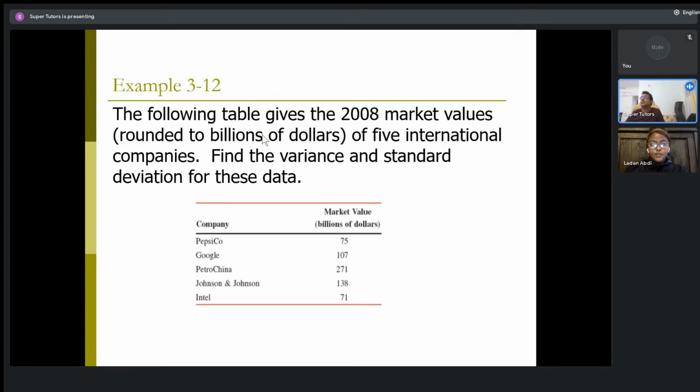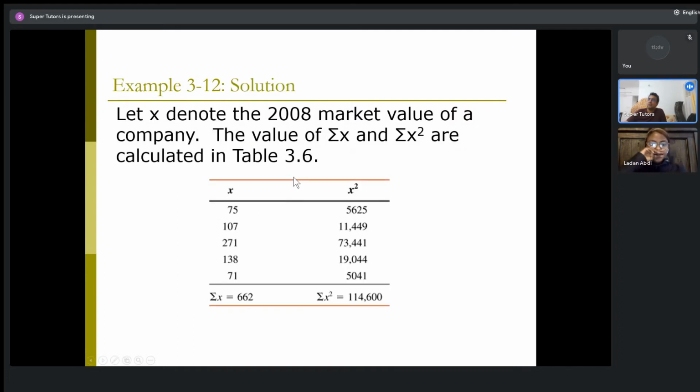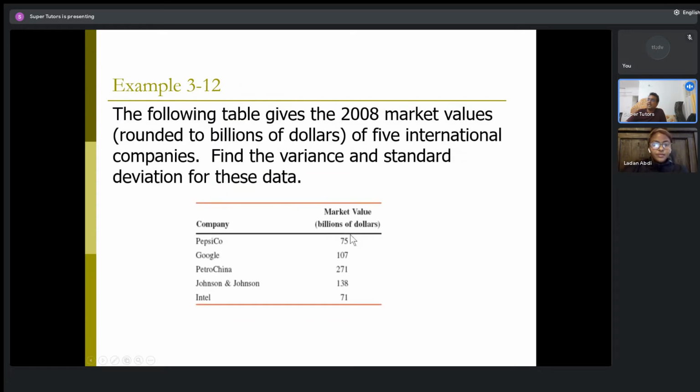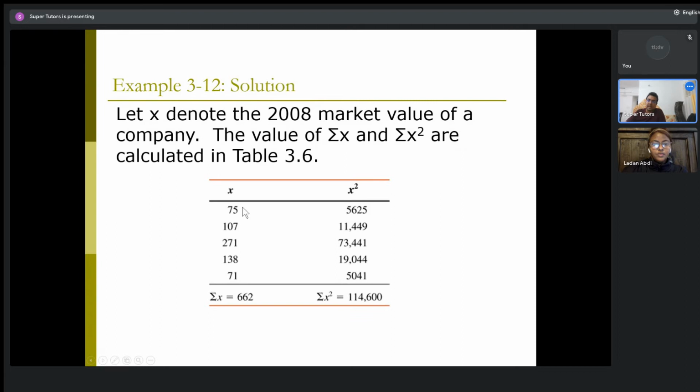The following table gives the 2008 market values of 5 international companies. Find the variance and standard deviation for this data. How will we approach this? The same kind of approach. We will have our x's as these market values. This is my variable. And since I need x square and the summation of x square for the formula, I will add a separate column for x square and calculate all the squares of these numbers.